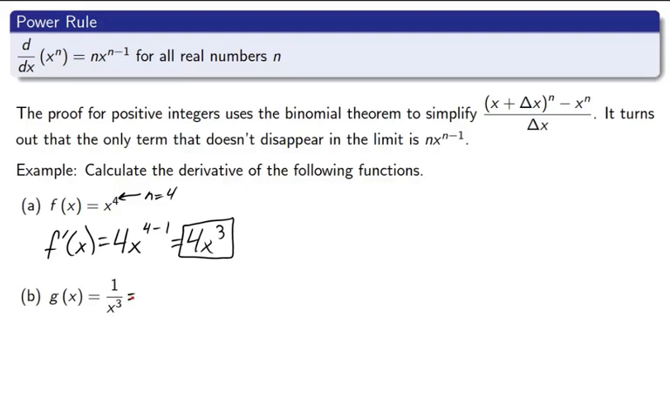Next example. For this one, we really have to think of this as a negative power. And every time you see 1 over x to a power, for derivatives, this is the technique that you will use. Always rewrite it as x to a negative power.